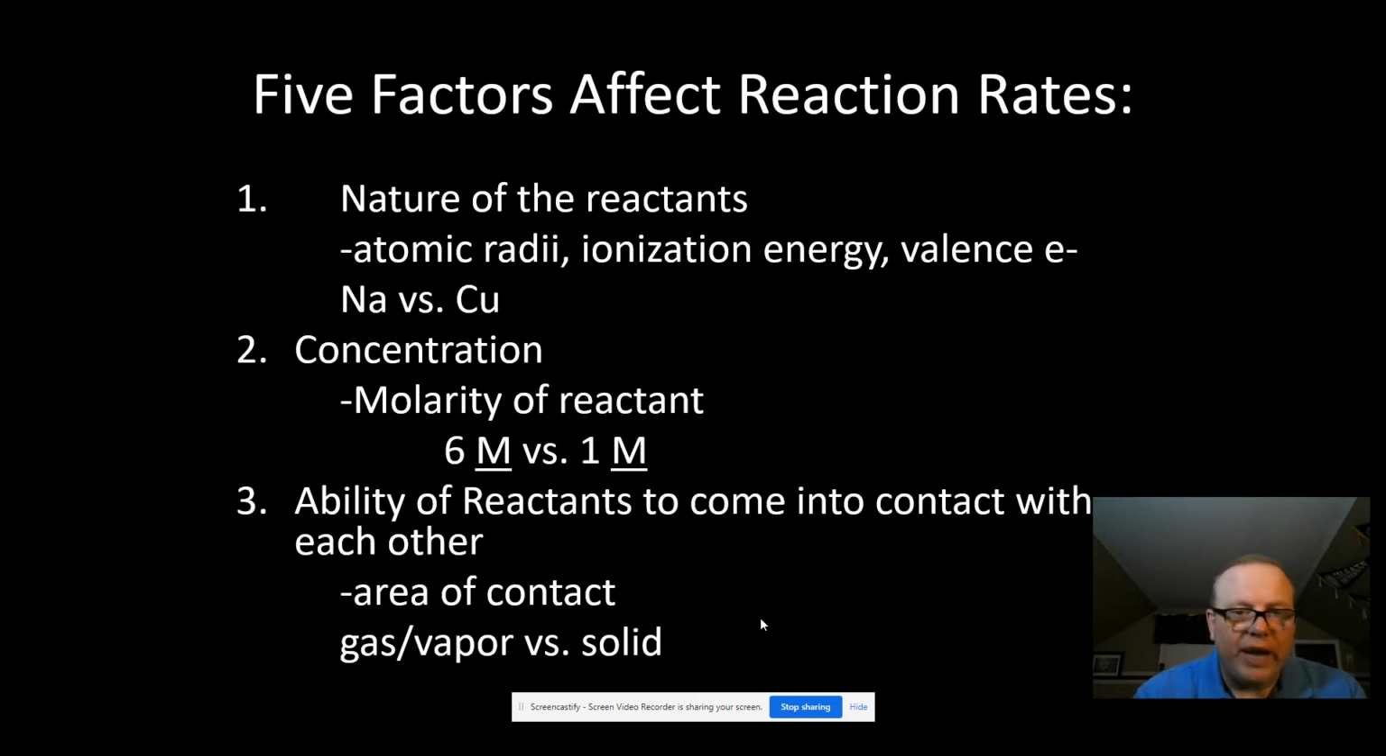The ability of the reactant to come into contact with each other, area of contact. In other words, is it a gas or a vapor or is it solid? In general, gases will react faster because you have much more surface area, as will anything in solution. Solids will react much more slowly because of that limited amount of surface area.